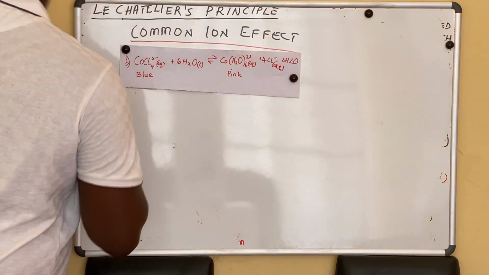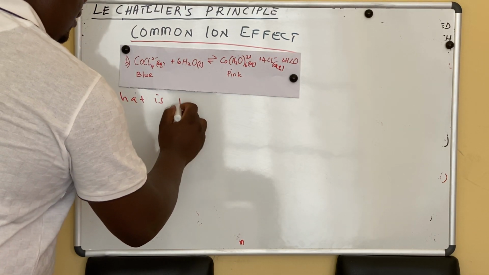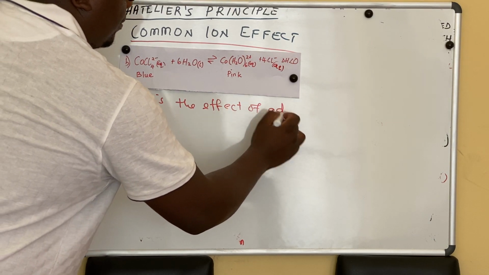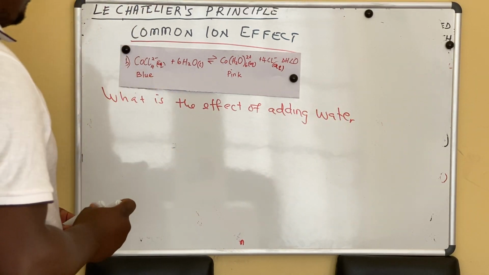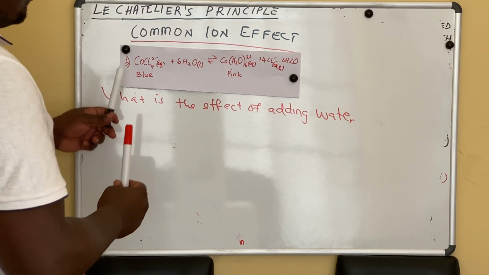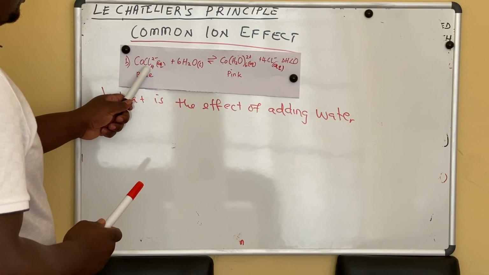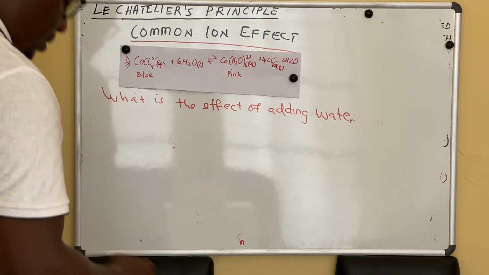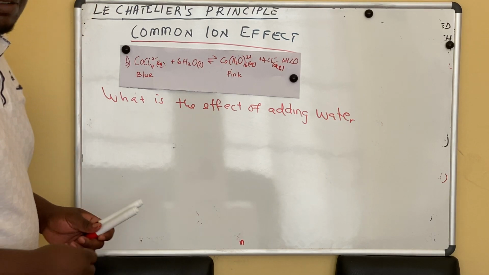Right. So let us say the question is, what is the effect of adding water? Why are we calling it the common ion effect? We are calling it the common ion effect because we can see that on both sides we have common ions. There's an ion, chlorine, appearing on the left, and it is also appearing on the right. Are we together there? All right, we'll take it from there.